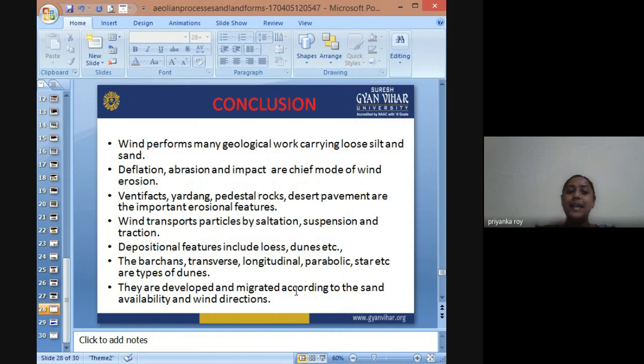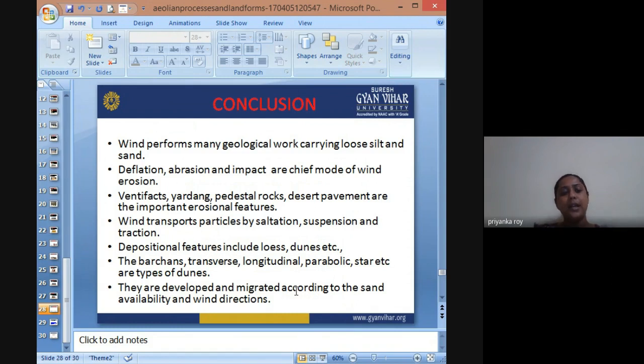Okay, so it is also called traction or rolling. Now, depositional features. If I ask what the depositional features are, you should be able to name them, at least a few of them. That is dunes, layers. Then the various types of dunes we have also discussed here, so you should be able to explain that well.